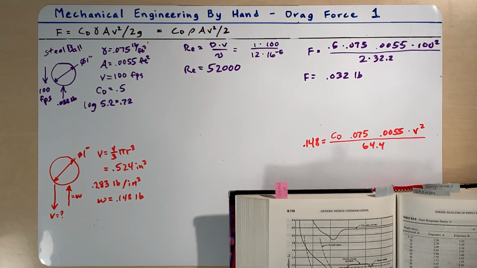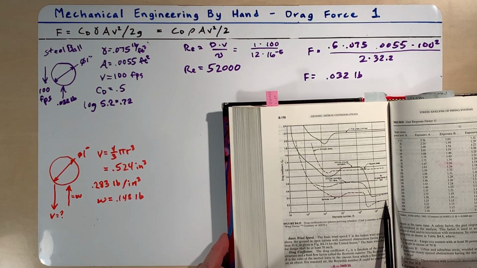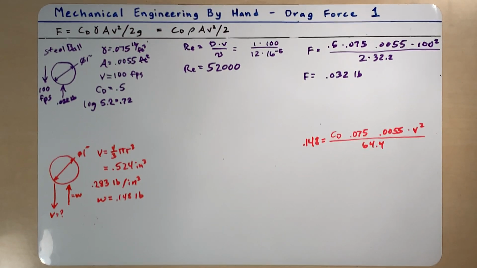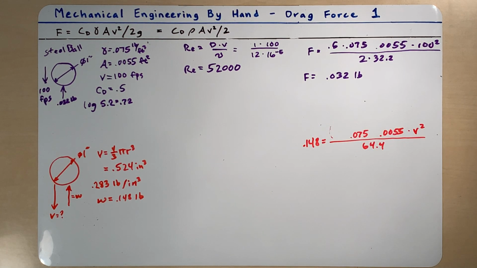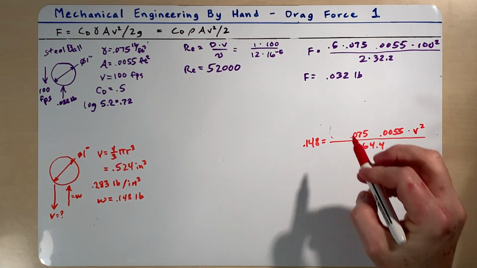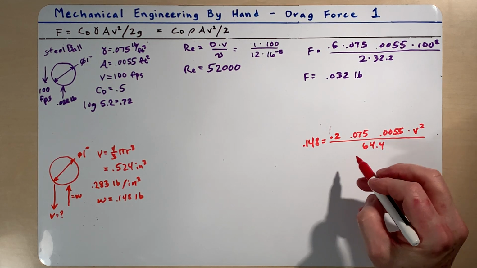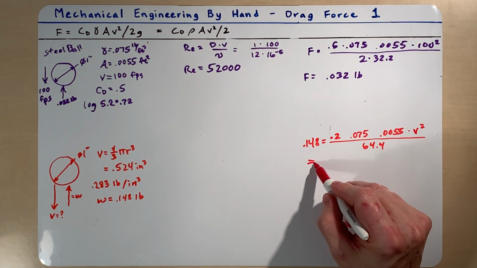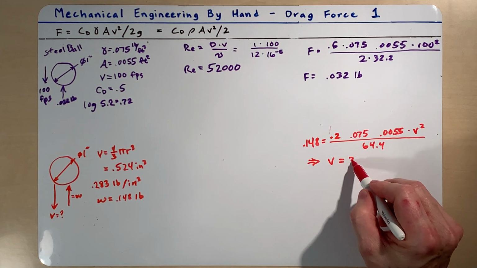Okay, so I'm just going to assume that the Reynolds number is pretty high, and so our drag coefficient is going to be here at 0.2. So let me erase that and I'll put 0.2. Okay, and what we would do then is solve for velocity. Solving for velocity, we get 340 feet per second.